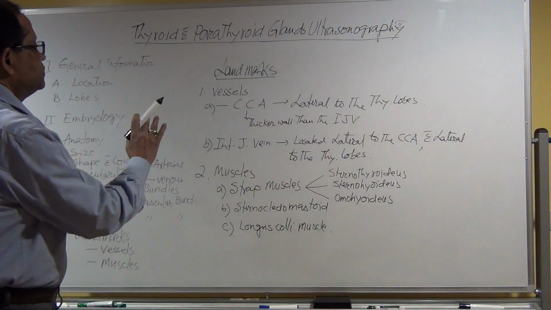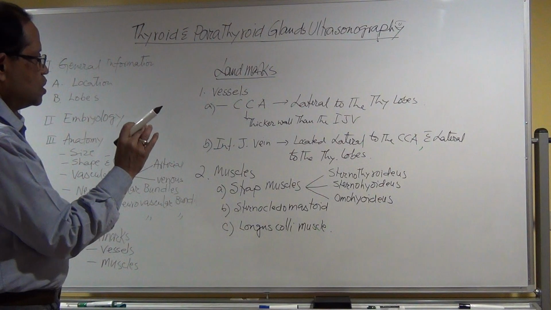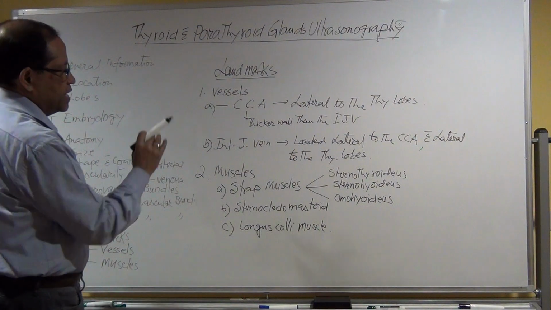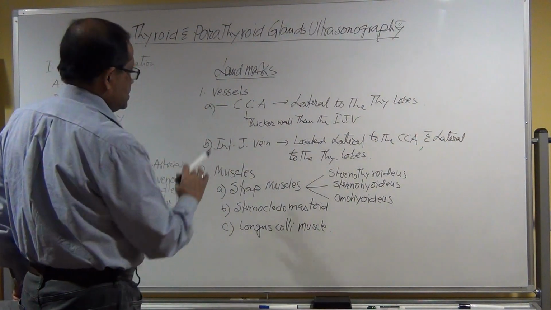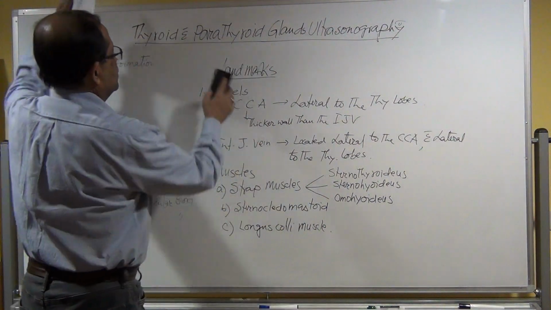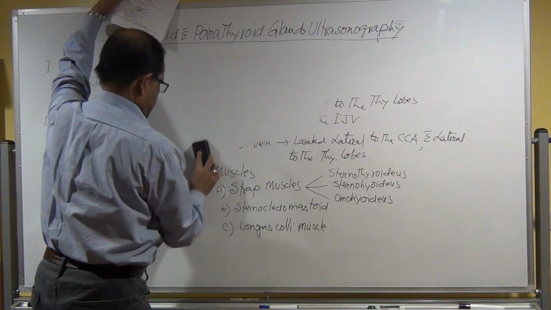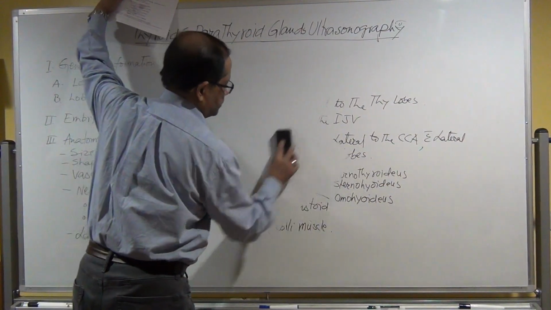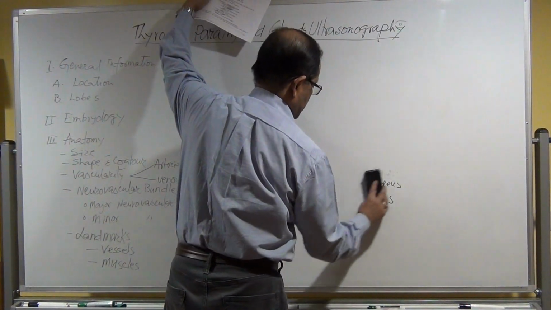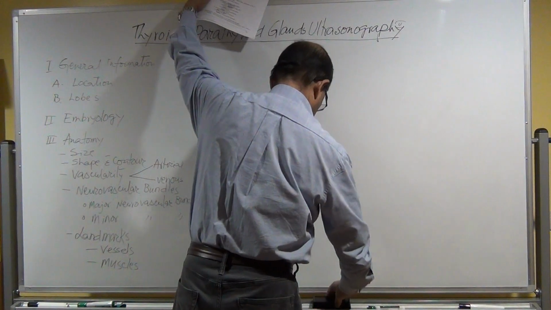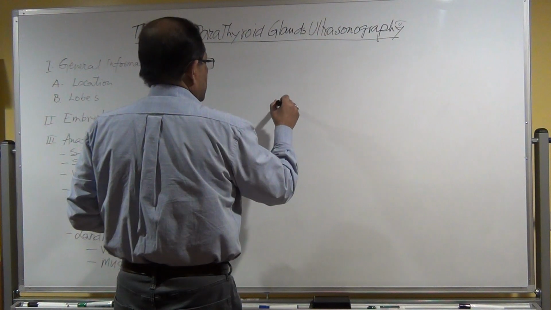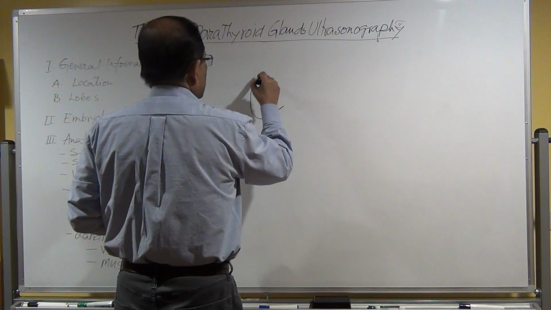Okay, so now I will draw the sonographic view, then you will understand all those structures, and this is the end of the anatomy. Okay, let's draw the thyroid gland. Thyroid gland in transverse view.